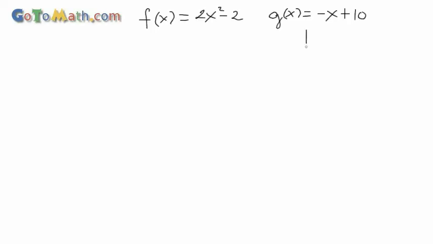If I can remember what that picture looks like. So we have f of x is equal to 2x squared minus 2. I'm going to try to write a little neater. G of x is equal to negative x plus 10. So let's kind of sketch this out here.